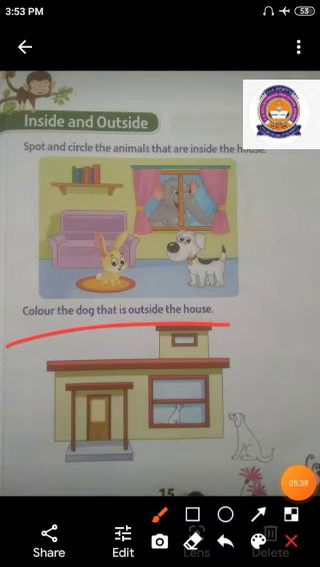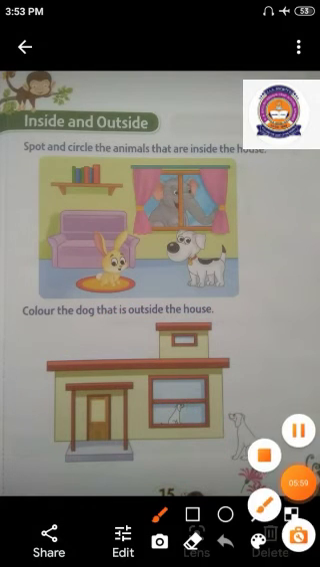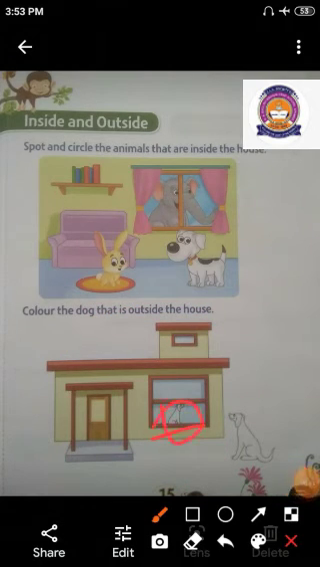The next one, color the dog that is outside the house. Look at the picture. What is the difference between this dog and this dog? Can you tell me? The first dog is inside the house. The second dog is outside the house, right? Yes.